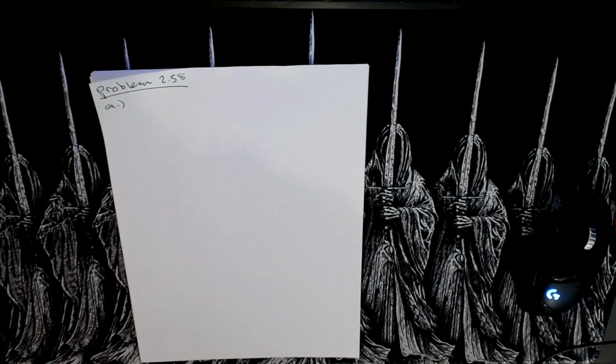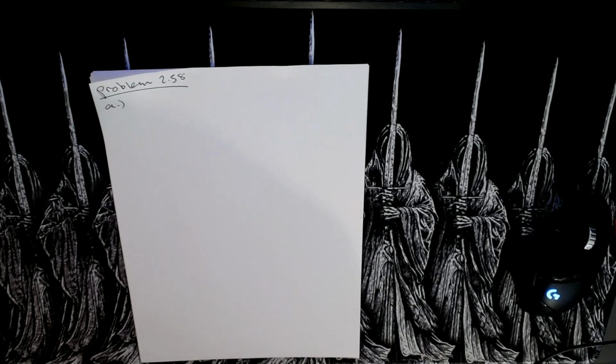Today I'll be solving problem 2.58. The problem reads: consider an equilateral triangle inscribed in a circle of radius a with a point charge q at each vertex. The electric field is 0 at the center, but surprisingly there are 3 other points inside the triangle where the field is 0.